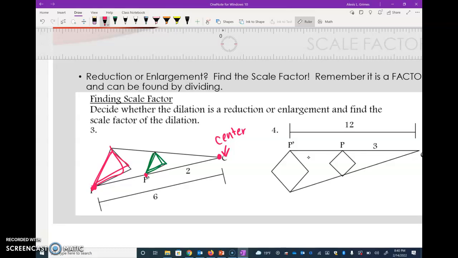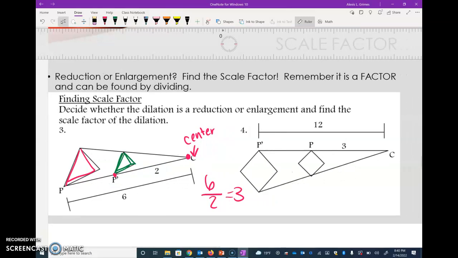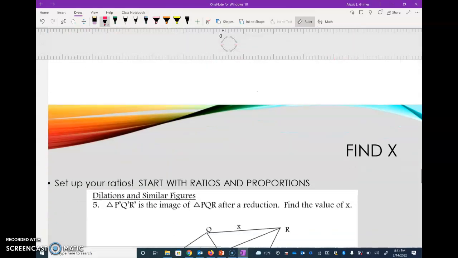So I see if we're going from P, the original P over here, our original shape, to P prime, I'm going to start with P6 over P prime 2. So your scale factor there is a nice whole number. It's 3. Remember, don't be afraid of fractions. So again, I want you to do the same thing for this one. You should do your original distance over your image distance from your old one to your new one, okay?